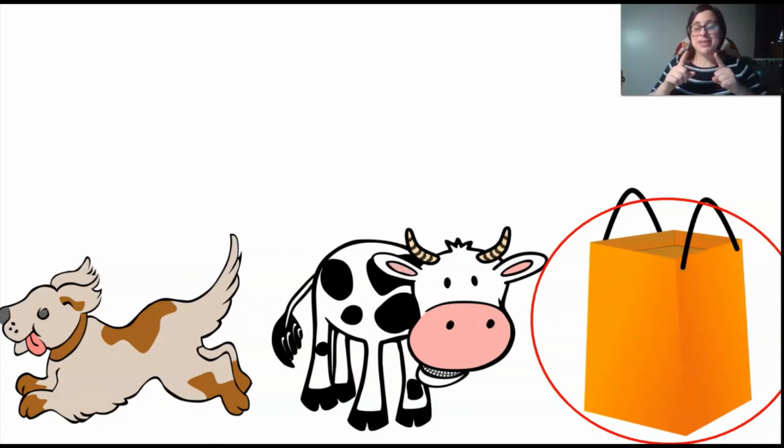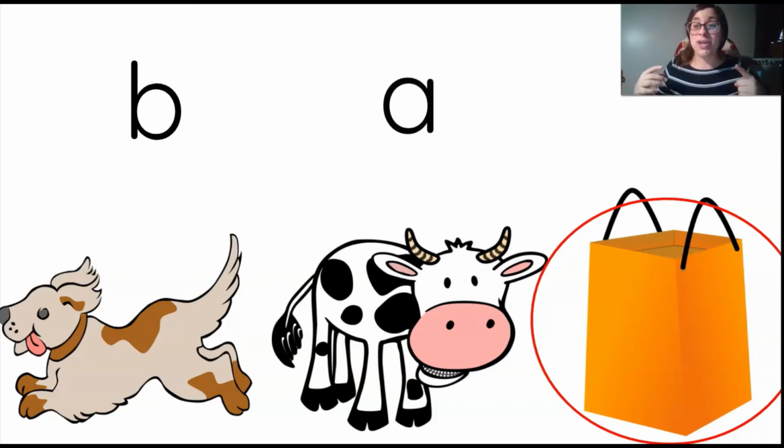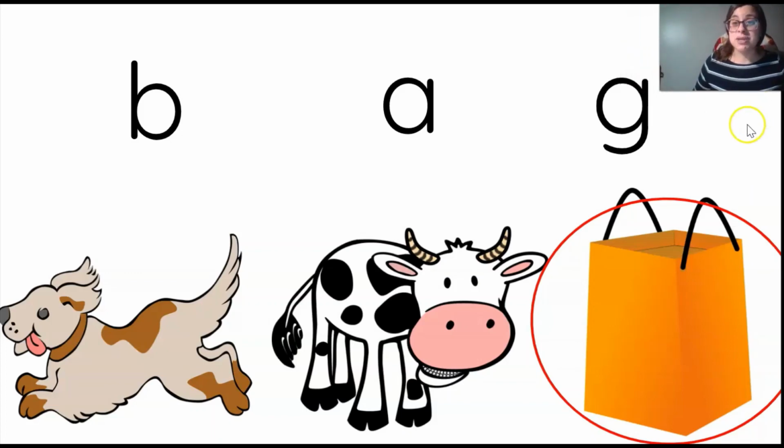Now, let's break the word apart. The first sound I hear is B, which is the letter B. A. We know the letter A makes the A sound, and that ending sound, G. G makes the G sound. When we put these all together, we get bag.